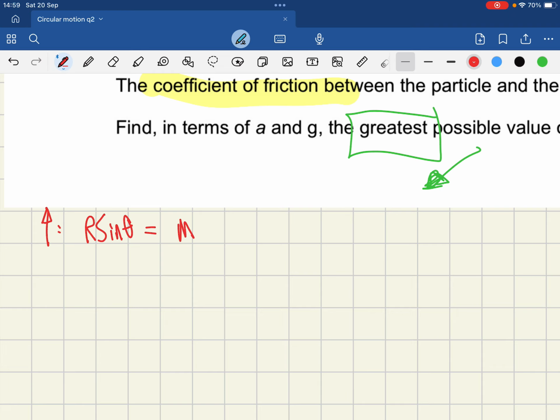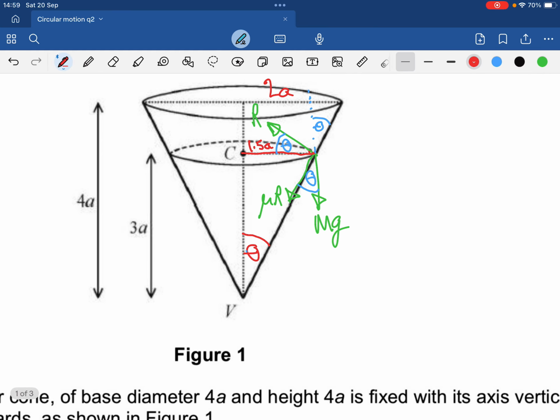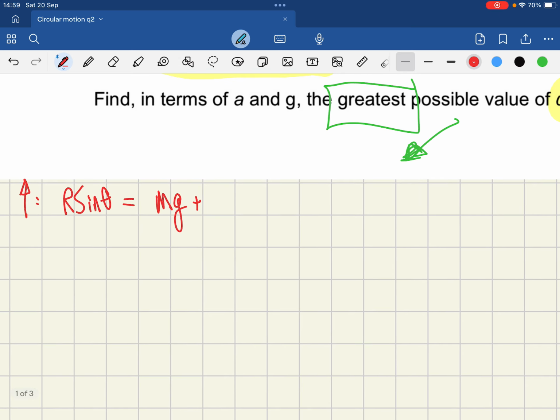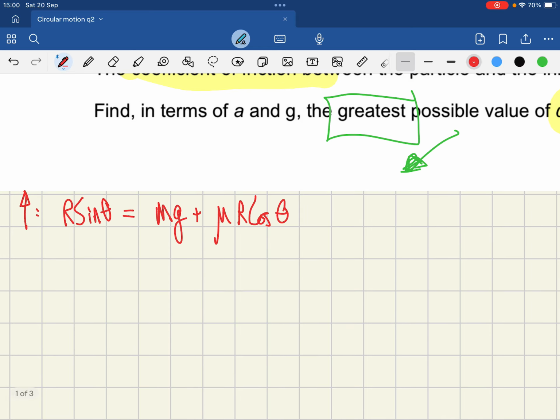We definitely have an mg, and the other force acting downwards is a mu R cosine theta. You have to crush that angle to go down. So plus mu R cosine theta. This is good for us because we know the value of sine theta, we know the value of mu. Let's put all of those in and see if we can find R somehow.